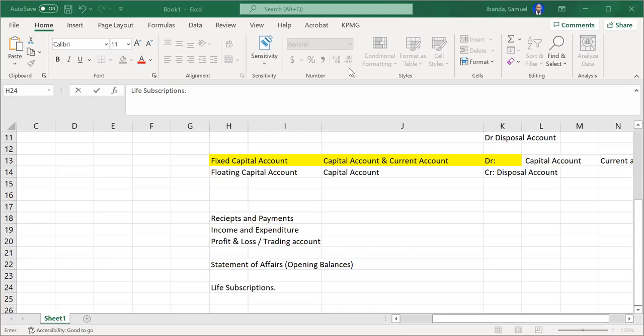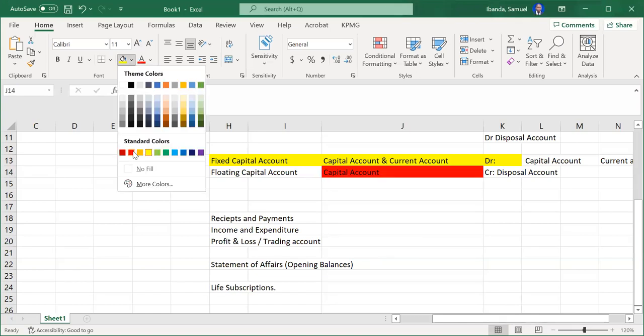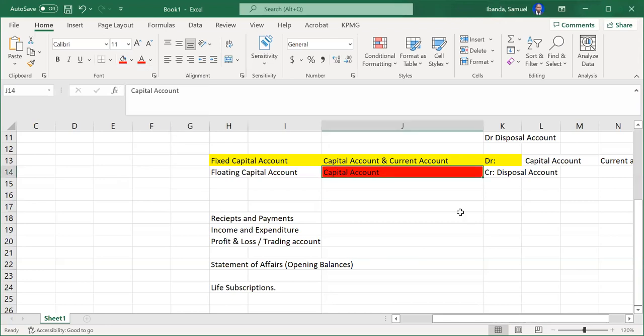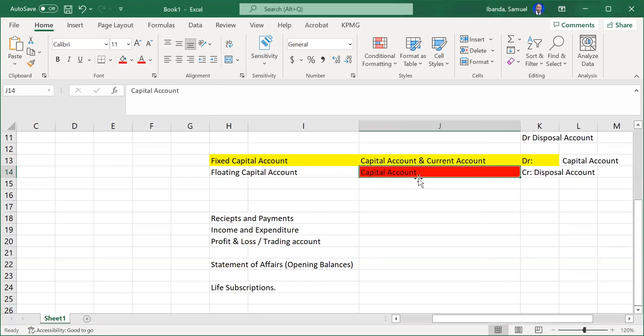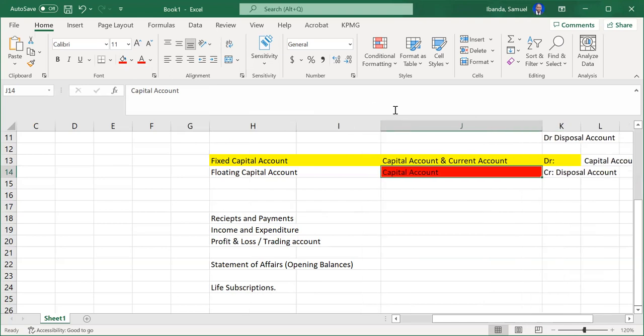Now, how do you usually know that somebody is an insolvent partner? It is usually from their capital account. When you're winding up the business and you realize that somebody has a debit balance on their capital account, then most likely that partner is in negative. Instead of taking money, he has to put money into the business.